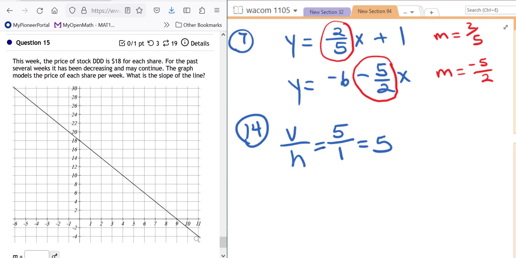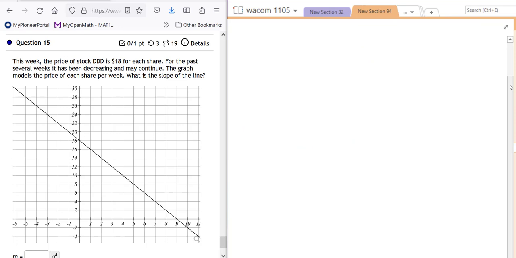This one is a stock, and it is going down, so we hope you don't have this stock. And this is not a real one. I mean, it might be real. I don't know. I haven't checked. Okay, so it says this week the price of stock DDD is $18 for each share. And so that is starting here on the y-axis. So that's your y-intercept, right? For the past several weeks, it has been decreasing and may continue. The graph models the price of each share per week. What is the slope of the line?